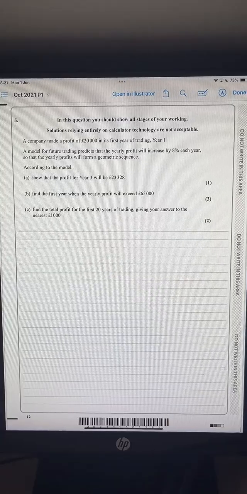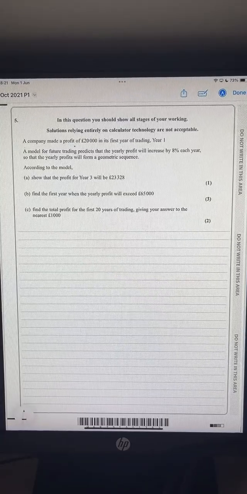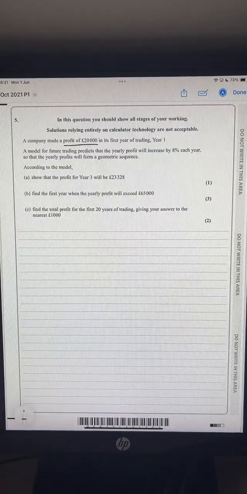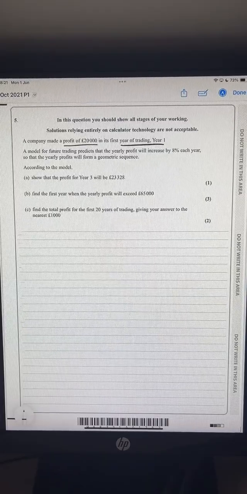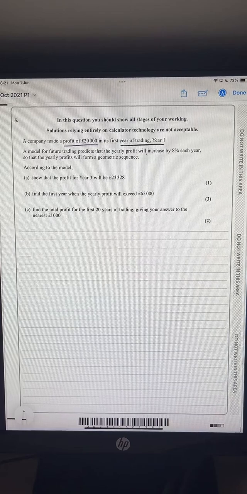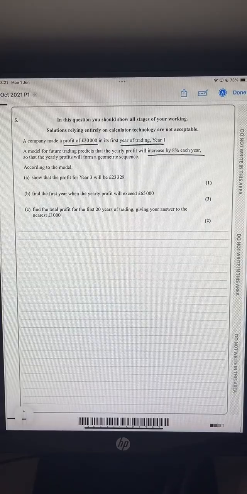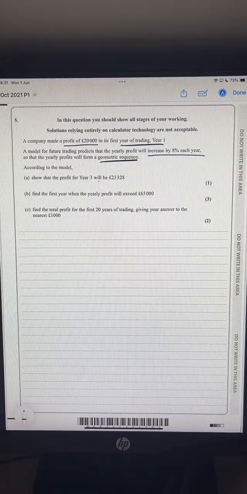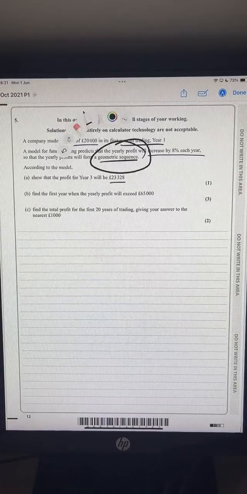Okay, question 5. A company made a profit of £20,000 in its first year of trading, year 1. A model for future trading predicts that the yearly profit will increase by 8% each year, so that the yearly profits will form a geometric sequence. According to the model, show that the profit for year 3 will be this value here. Nice, simple geometric sequence question. I mean, they also tell us it's a geometric sequence.